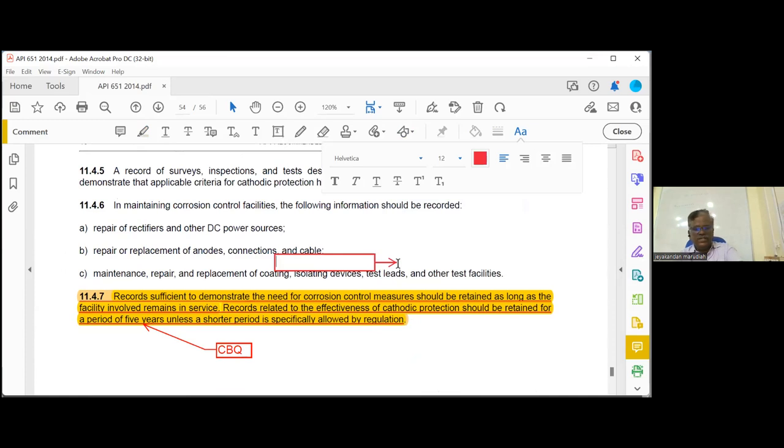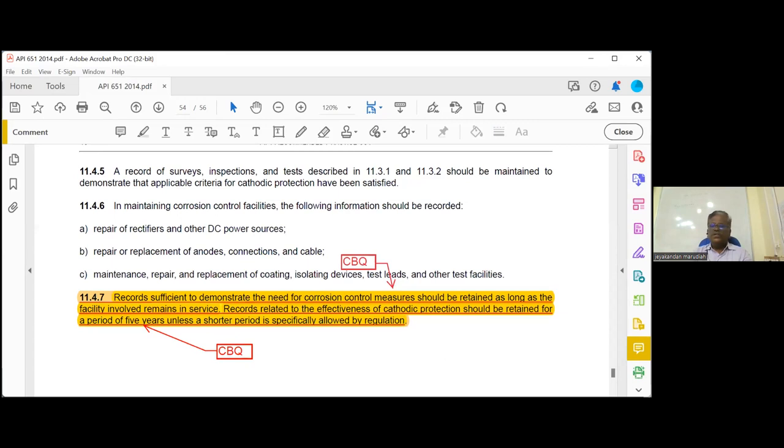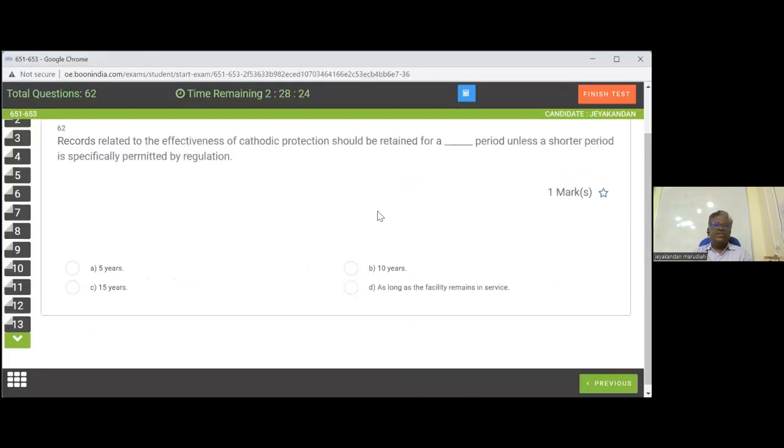See whether there is a difference between the first and second line. First line says: records sufficient to demonstrate the need for corrosion control, why we need cathodic protection, should be retained as long as the facility. The effectiveness of the cathodic protection, that means whether cathodic protection is working effectively, should be retained for 5 years. And finally, records of the effectiveness of cathodic protection, 5 years.